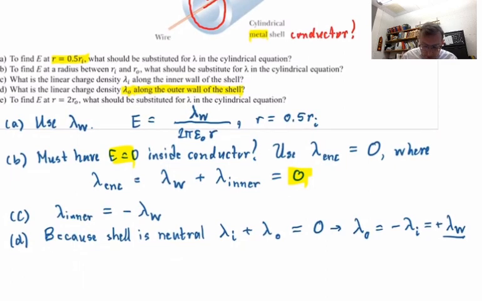And then lastly, E. What if what we wanted to do was find the electric field at a radial distance of 2r outer? What should we substitute for lambda in the cylindrical equation? All right, let's draw a new circle. Now we're talking about a circle that's somewhere way out here.